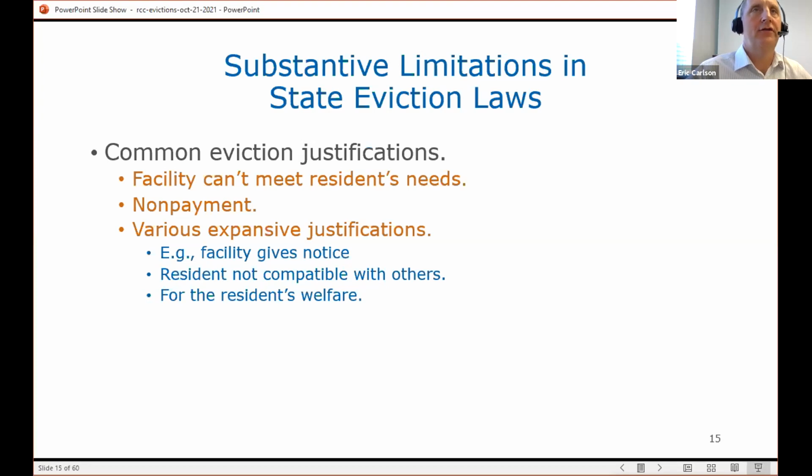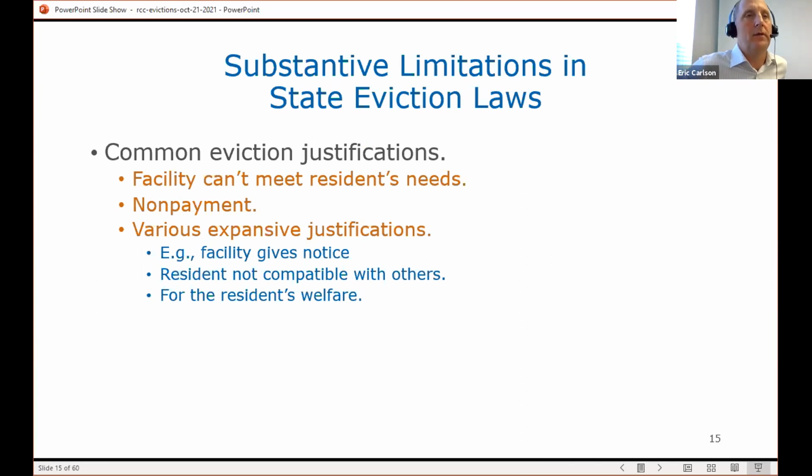The common eviction justifications. I'm going to spend my time here today just talking about 1 and 2. The facility can't meet the resident's needs and non-payment. Those are the most common. But because this is state law we're talking about, there could be some others as well. Certainly, it varies from state to state, and there's some odd ones, and particularly some ones that are not resident friendly at all, particularly the first one listed in blue.